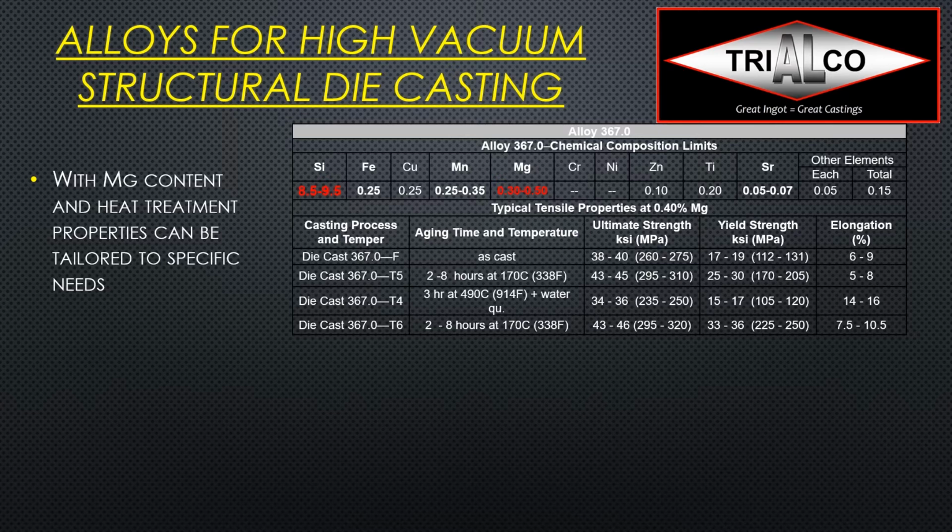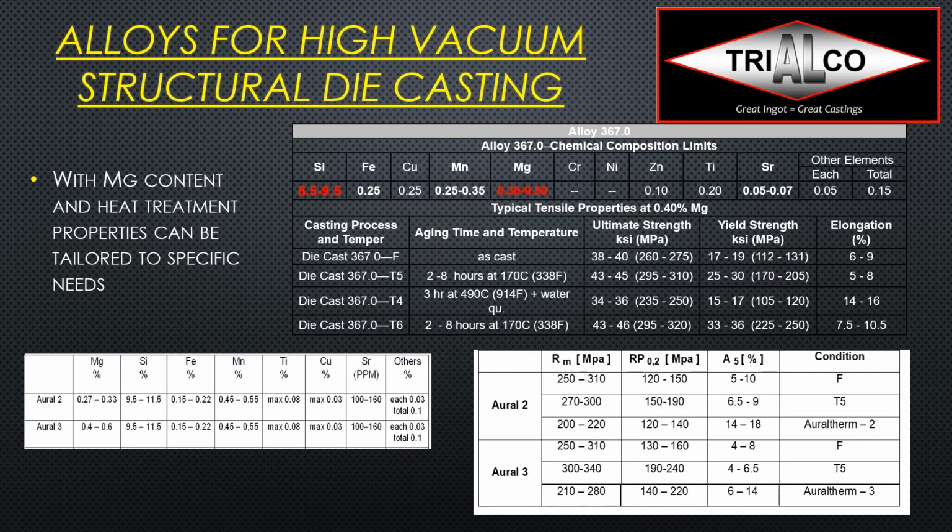So if we have lower magnesium, we will get higher ductility, but lower strength. With higher magnesium, we get lower ductility and higher strength. With that, we can clearly tailor it. And after that, for example, with a T5, I do artificial aging, and from the as-cast status, I then increase my strength at the cost of ductility.